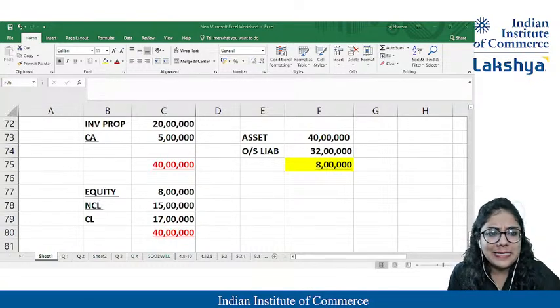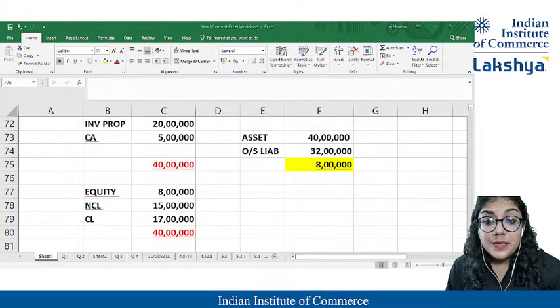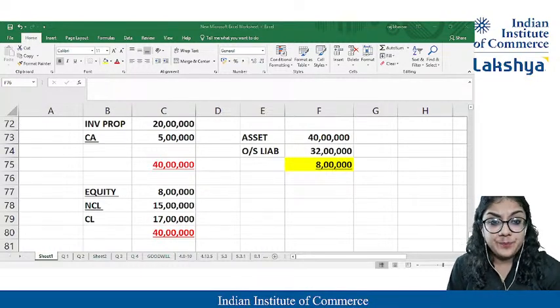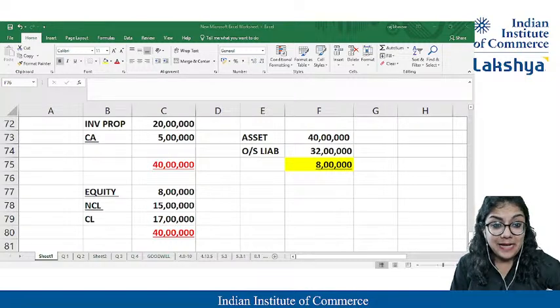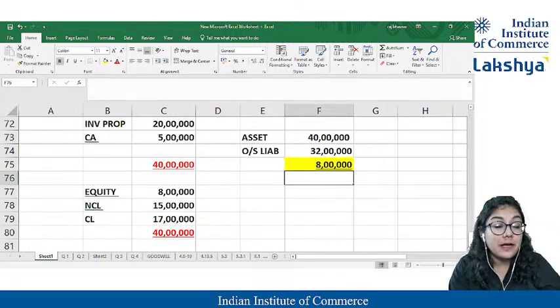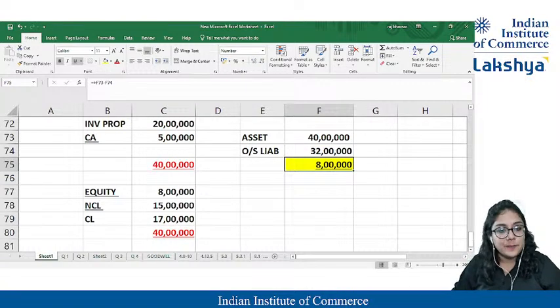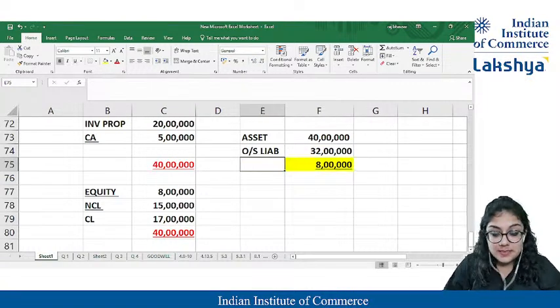When I talk about identifiable net assets, the question is at what value should I identify? Should it be identified at a higher value or at a lower value? For example, I have to find it out at fair value. So what is fair value then? So 8 lakhs is the equity, I think you understood this. So this is net assets.